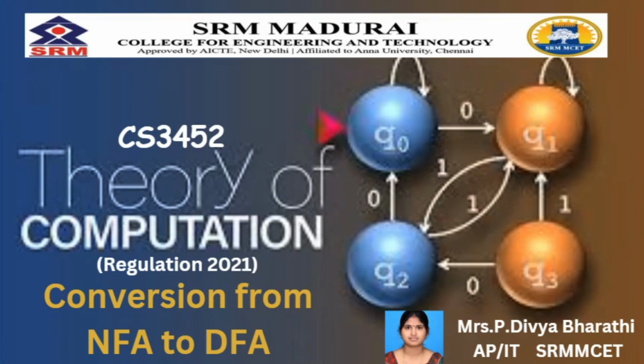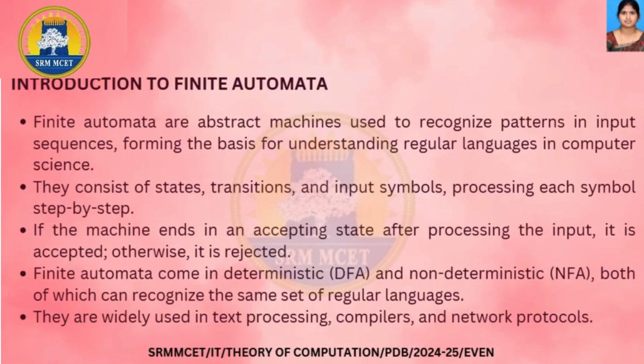finite automata. Finite automata are abstract machines which are used to recognize patterns in input sequences, forming the basis for understanding regular languages in computer science. These consist of states, transitions, and input symbols, which process each symbol step by step. If the machine ends in an accepting state after processing the input, it is accepted. Otherwise, it is considered rejected.